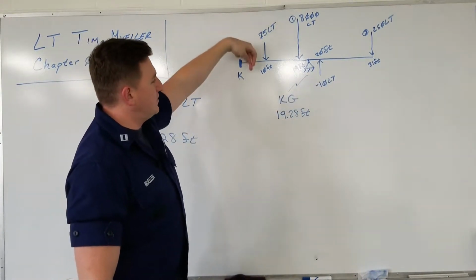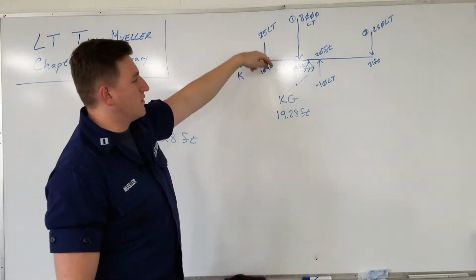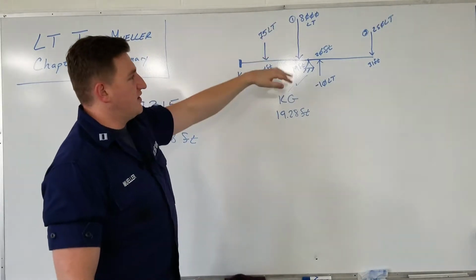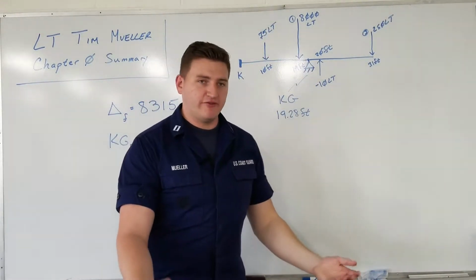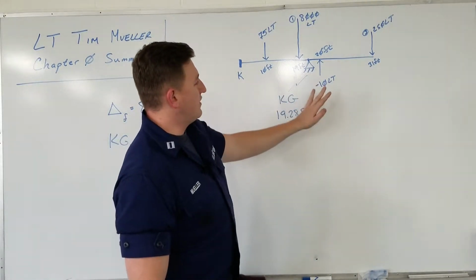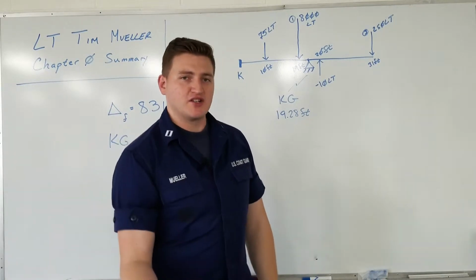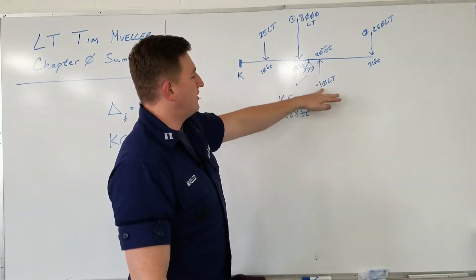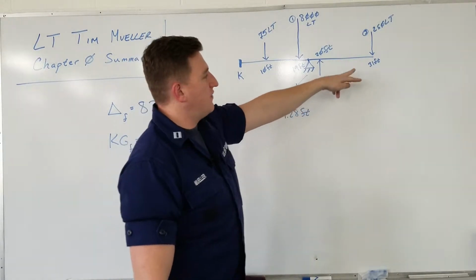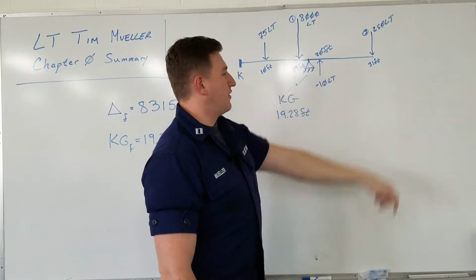We had an addition of 75 long tons at 10 feet. That was the dry stores. We have an addition of 8,000 long tons at 19. That's the ship itself. We have the removal of weight. So instead of pushing down, it's actually pushing up. And that's the potable water that we lost, 20 feet, negative 10 long tons. Then we have the added ammo, which was 250 long tons at 31 feet.